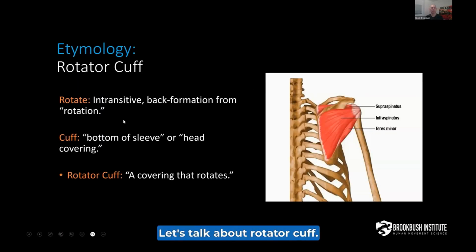So etymology, let's talk about rotator cuff. So obviously rotator cuff comes from the words rotate, right? Which is what it sounds like, rotate, and cuff being the head or covering of something, the bottom of the sleeve. So rotator cuff is literally referring to a covering that rotates. And for those of you who know a little bit more about anatomy, we know that the rotator cuff is a group of muscles that covers the humeral head and will rotate the humeral head.